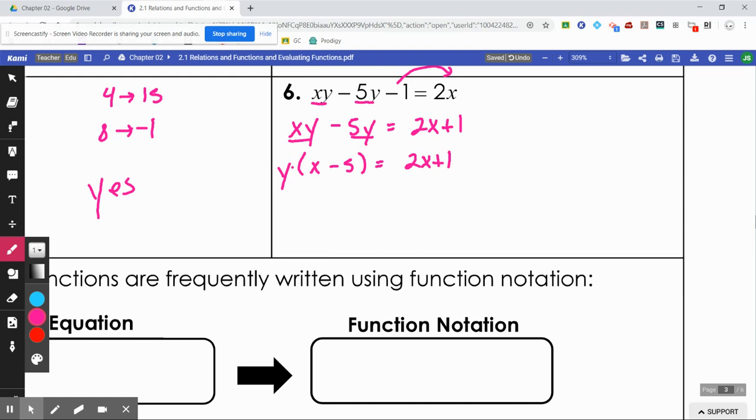Since y is being multiplied here, to move it over to the other side, you're going to mark it out and divide by x minus 5.